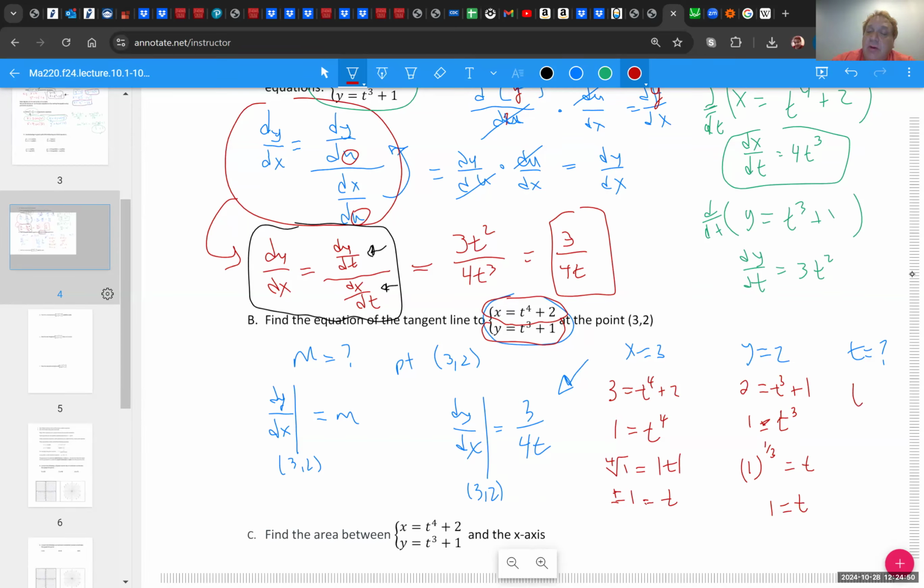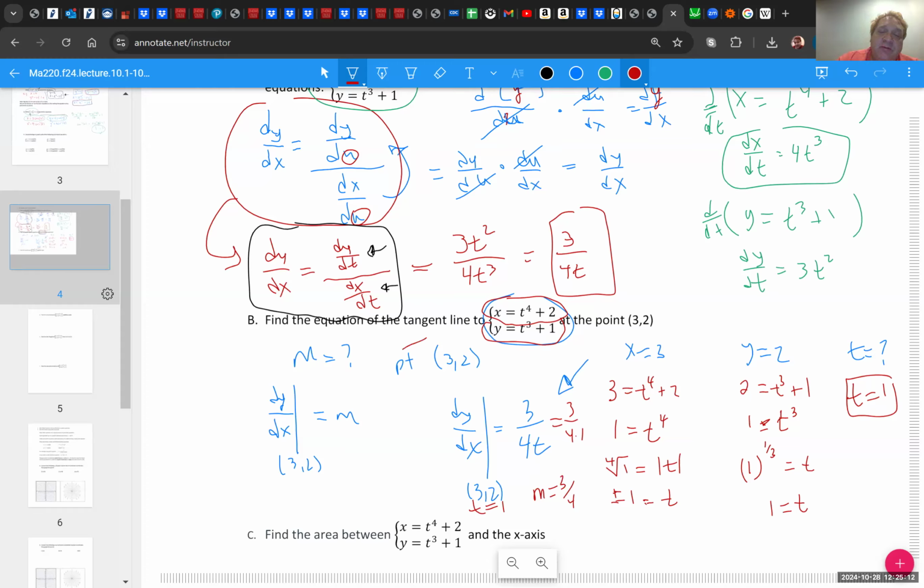So we know that t equals 1 is the value that corresponds to x is 3, y is 2. So I'm going to write t equals 1 over here. And that means that our derivative at (3, 2) and t equals 1 is just 3 over 4 times 1. So we know the slope is equal to 3/4.